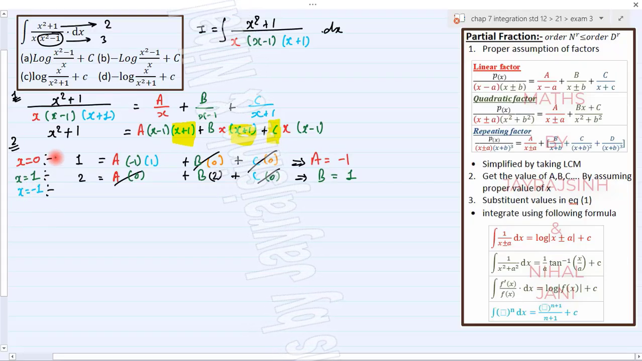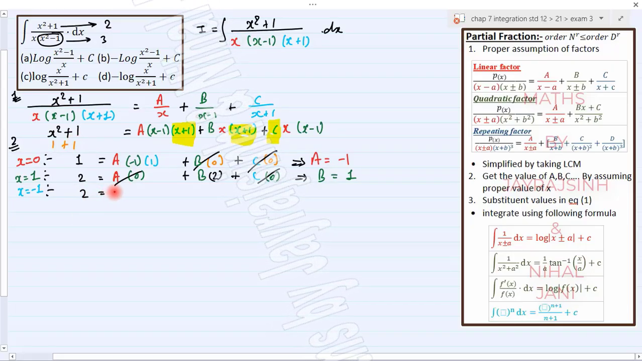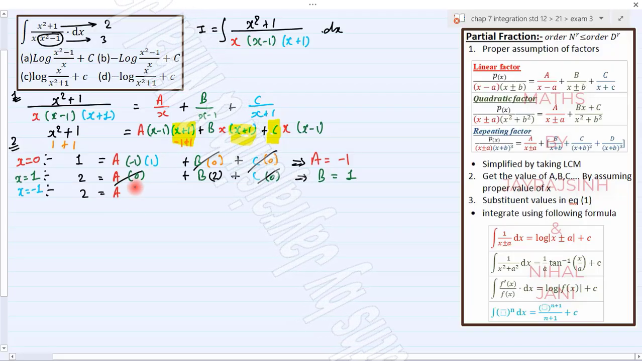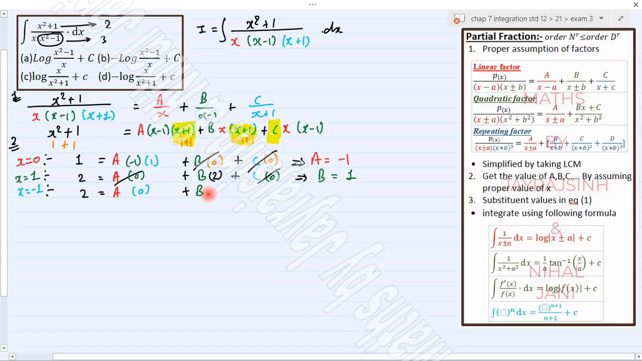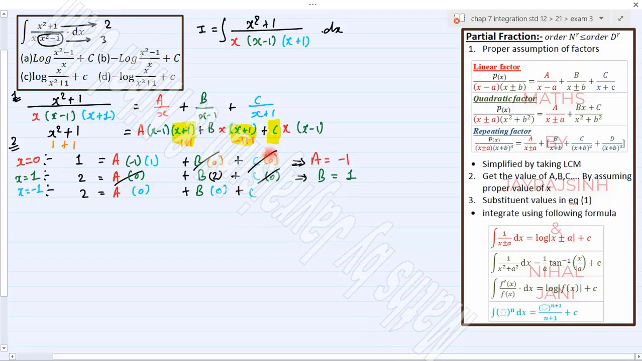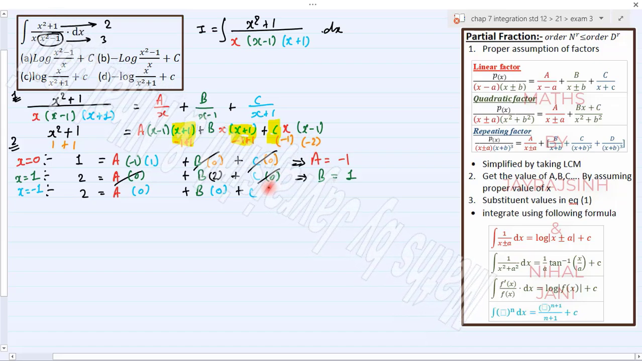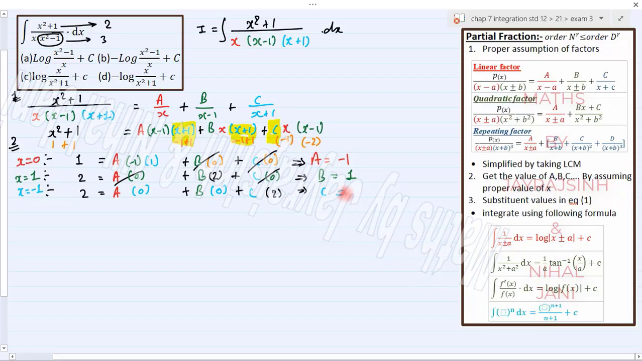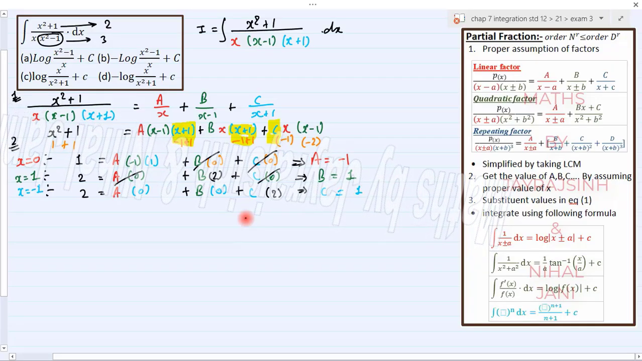So on the left hand side, we will get minus 1 square, which will be 1 plus 1, or we can say 2, where A is multiplied with minus 1 plus 1, or we can say 0, and your B, or we can say again 0, and your C is multiplied with minus 1 and minus 2, or we can say 2. So here we'll get C is equal to 1. So we get the value of A, B and C.